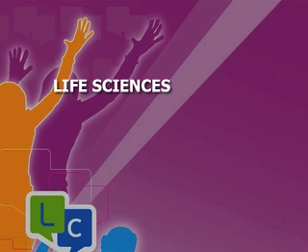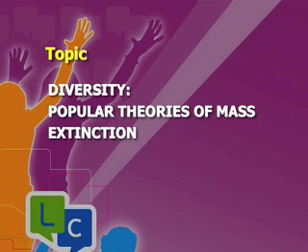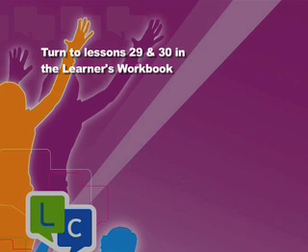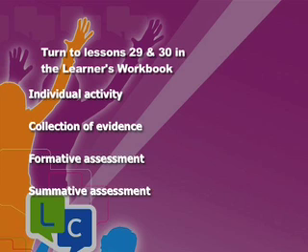Life Sciences, Lesson 29. Topic: Diversity, Popular Theories of Mass Extinction. Turn to Lessons 29 and 30 in the Learner's Workbook. These lessons include an individual activity and collection of evidence with formative and summative assessment.